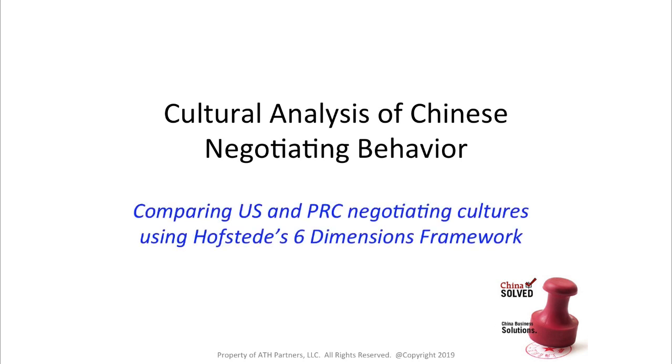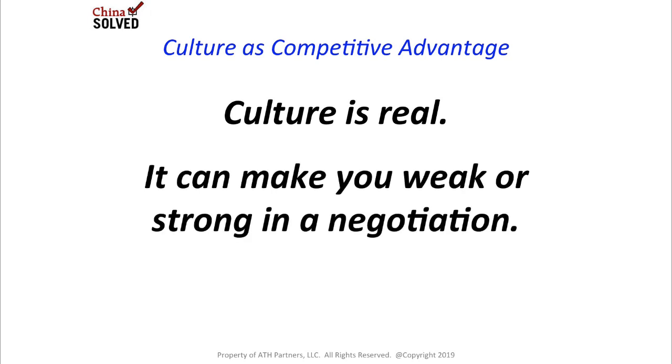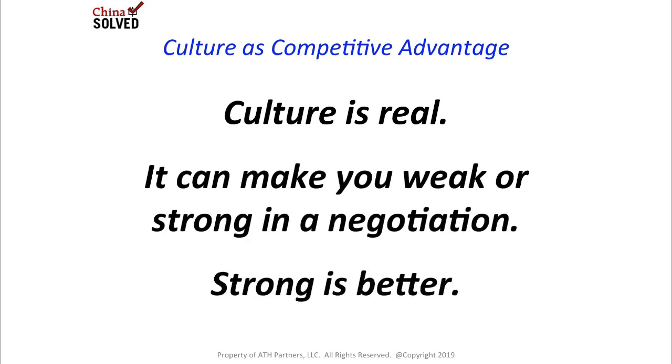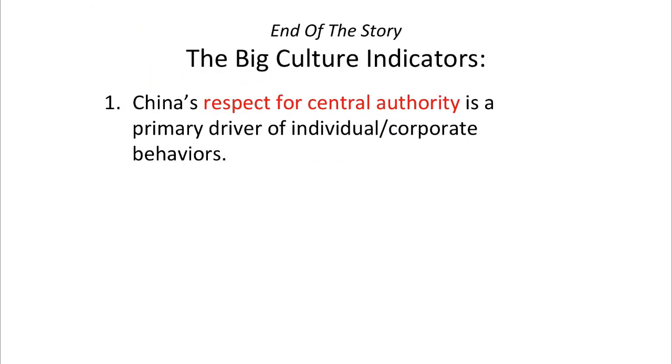Today, we're looking at the cultural analysis of Chinese negotiating behavior. We'll be comparing U.S. and PRC negotiating cultures using Hofstede's 6 dimensions framework. Culture is real. Culture can make you weak or strong in a negotiation. Strong is better. Let's do that. So the end of the story first. What are the big cultural indicators?